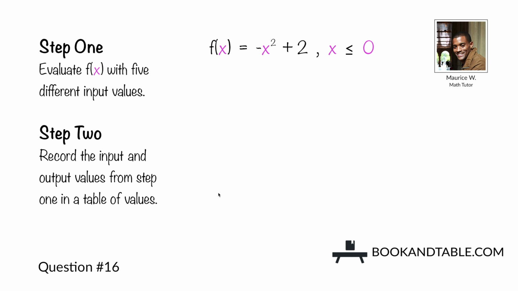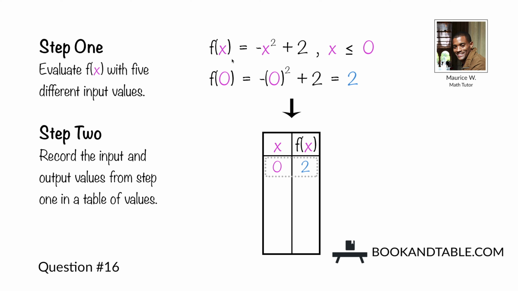Step 1, evaluate f of x with 5 different input values. So our domain is restricted for x less than or equal to 0. So we'll start at 0 and work our way down from there. f of 0 would be negative 0 squared is 0, plus 2 would give us 2. So the x value is 0 and the y value is 2.